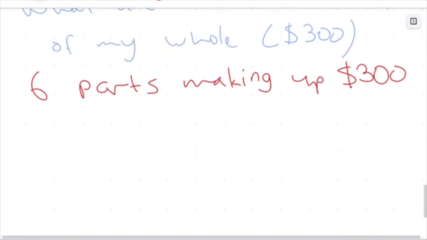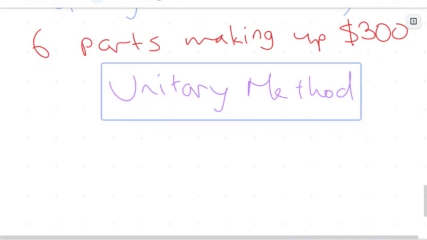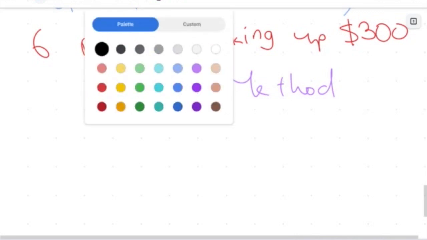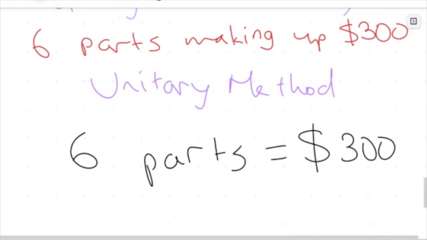So I'm going to do this using the unitary method, but you guys can also do this with the fractional method, whatever you'd like. But just because I'm conscious of time, I'm going to do this using the unitary method. So I have my 6 parts make up in total 300.